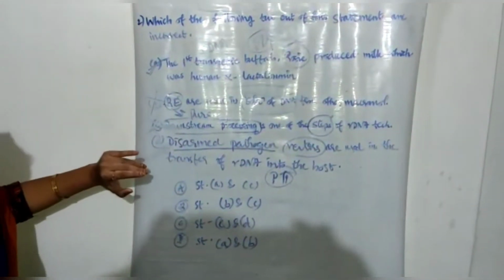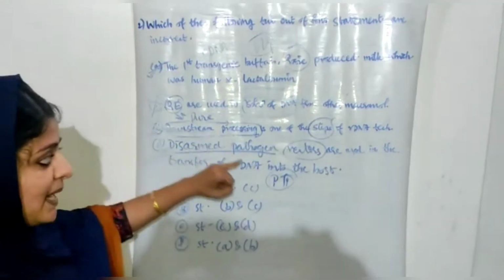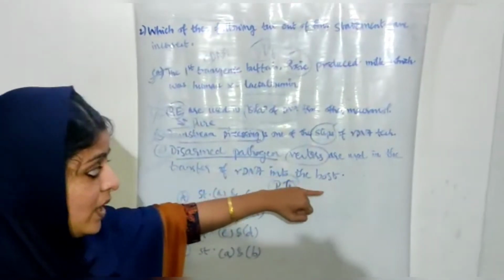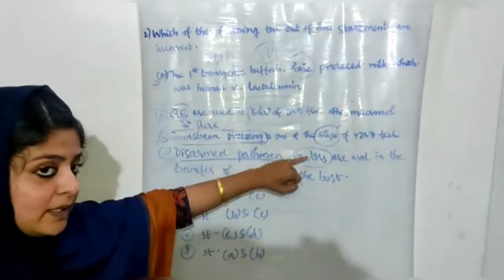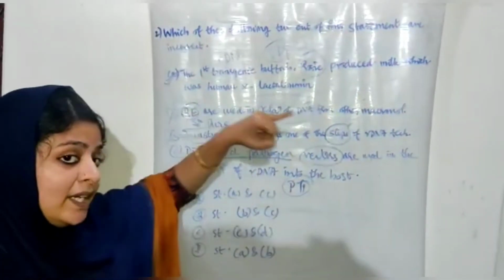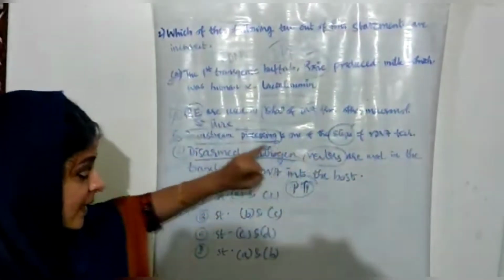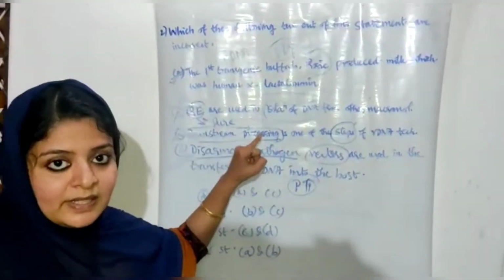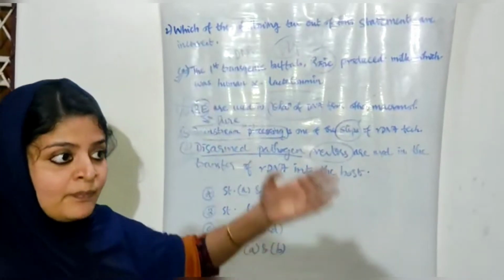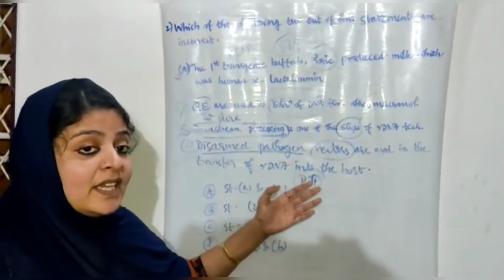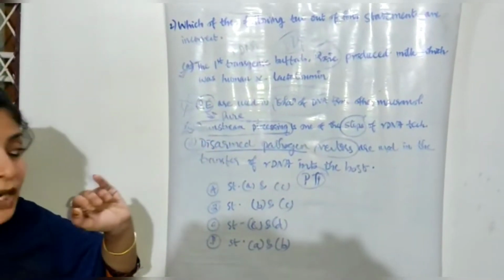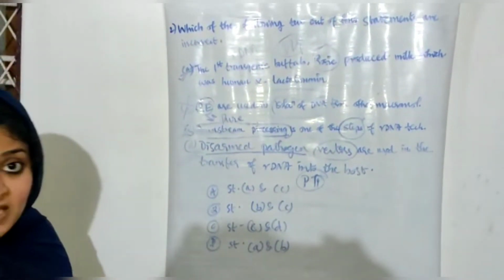Then comes statement D, which says disarmed pathogen vectors are used in the transfer of rDNA into the host. What are vectors? Vectors are carriers, vehicles which are used in the transfer of rDNA into the host. That is correct, and disarmed pathogens are clearly vectors. The most popular vector of disarmed pathogens is the Ti plasmid. So disarmed pathogen vectors are used in the transfer of rDNA.